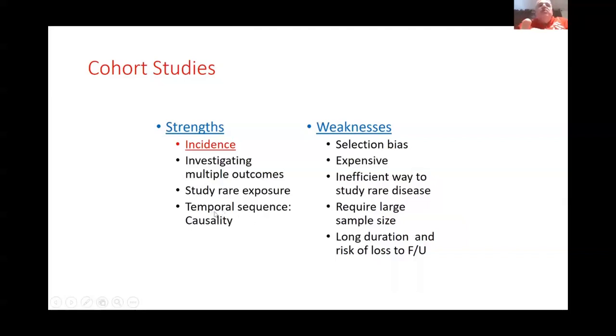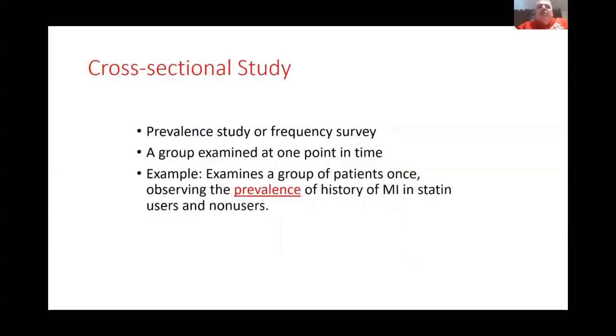It could also allow me to investigate multiple outcomes and study rare exposure, and it provides the temporal sequence. So it could provide evidence of causality, that this exposure caused this disease. Weaknesses: we have selection bias. It's expensive because it needs time, effort, and a team. It's not really suitable for rare disease, requires a large sample size, and I could face loss to follow-up if the follow-up time is long.